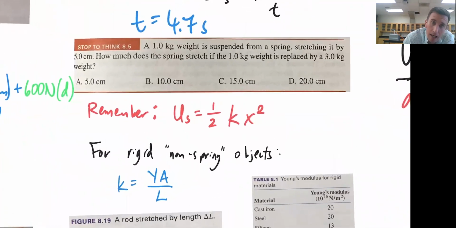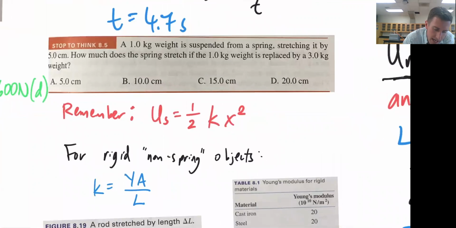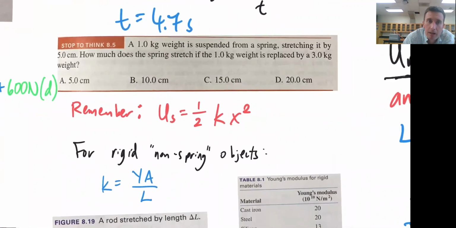Okay. A 1 kilogram weight is suspended from a spring, stretching it by 5 centimeters. How much does the spring stretch if the 1 kilogram weight is replaced by a 3 kilogram weight? Okay, so I know that the force is directly proportional to the amount of stretch. In this case, the force is being exerted by the weight, which is represented by the mass.